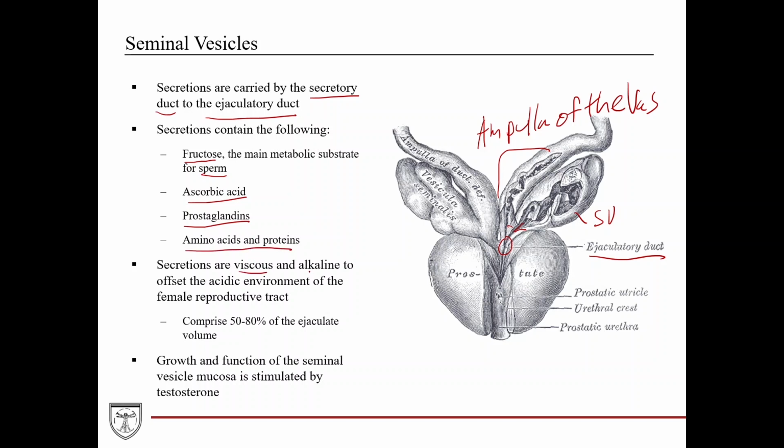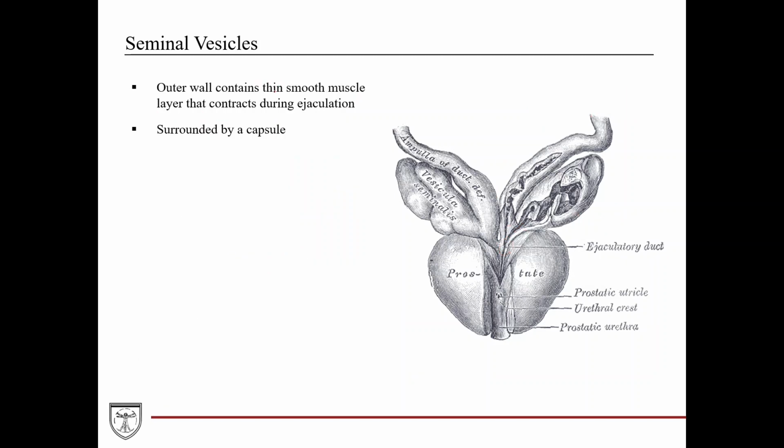These secretions are viscous and alkaline to offset the acidic environment of the female reproductive tract. So all of these elements are meant both to support and power the sperm, but also to protect it in the environment of the female reproductive tract. The seminal vesicle secretions comprise about 50 to 80% of the ejaculate volume. And the growth and function of the seminal vesicle mucosa is stimulated by testosterone, just like the mucosa of the prostate gland. The outer wall of the seminal vesicle contains a thin, smooth muscle layer that contracts during ejaculation. And the entire organ is surrounded by a capsule.